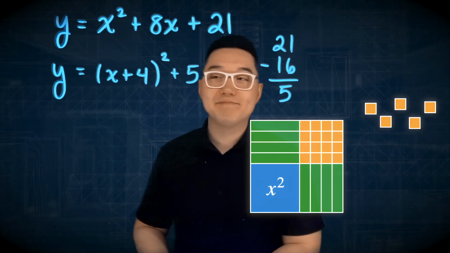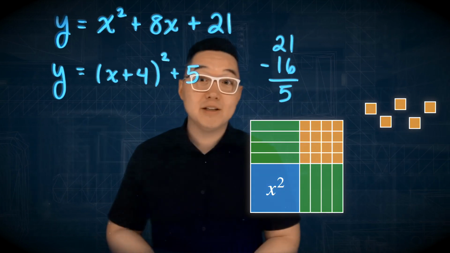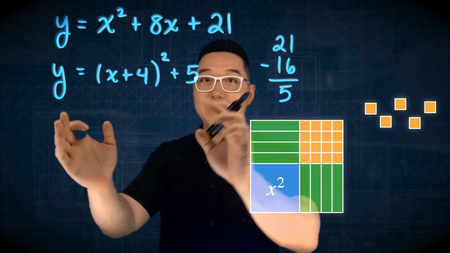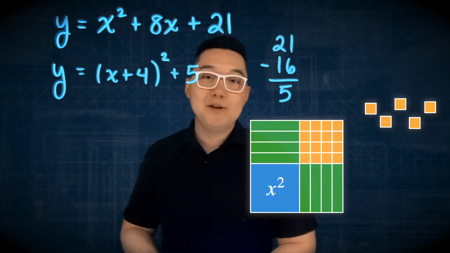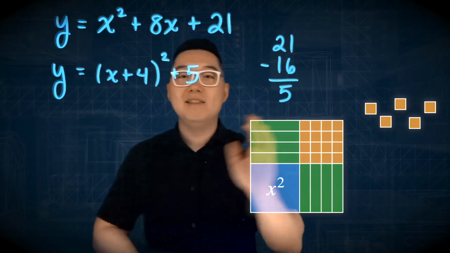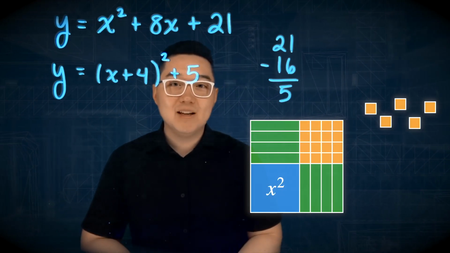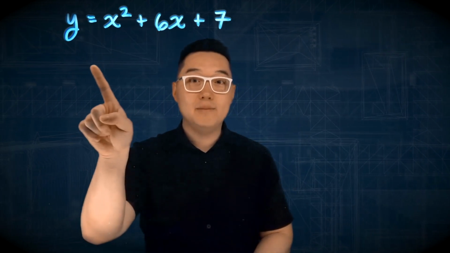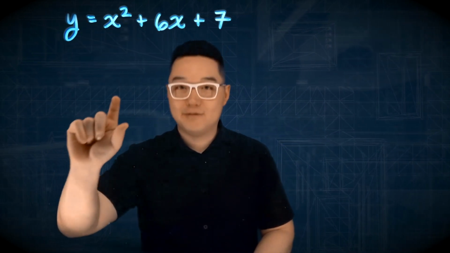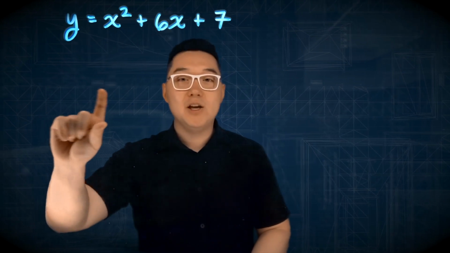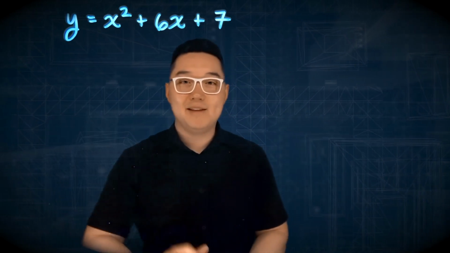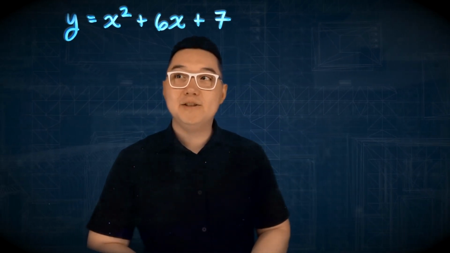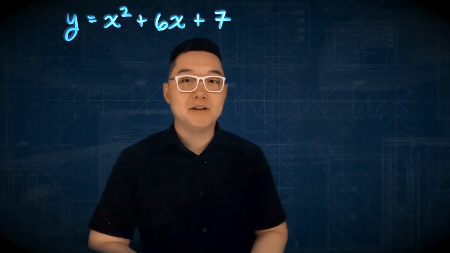And there you go. We just wrote an equation in vertex form, given a standard form, by using the method called completing the square. So let's go ahead and try another example. Here's another example of a quadratic function in standard form, and we're going to turn that into vertex or graphing form using the completing the square method. So let's use the algebra tiles again to help us figure this out.